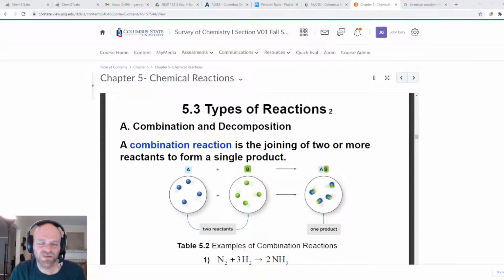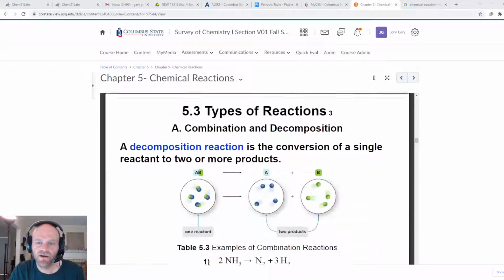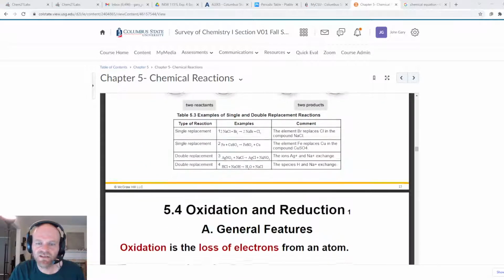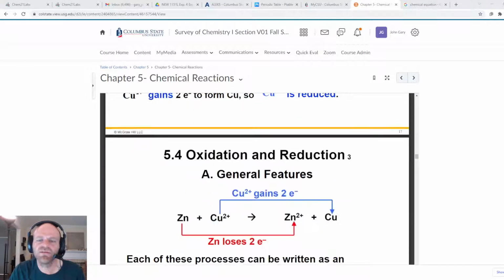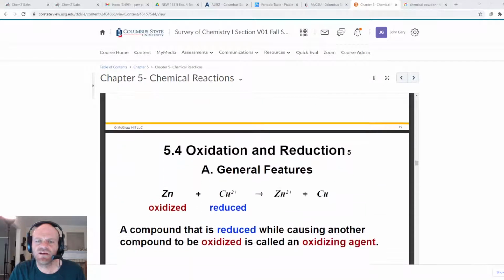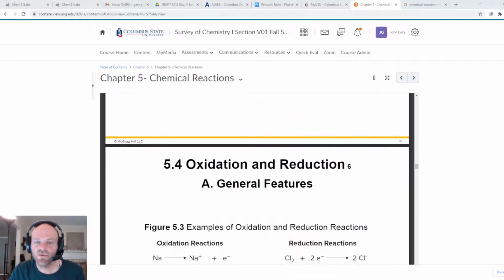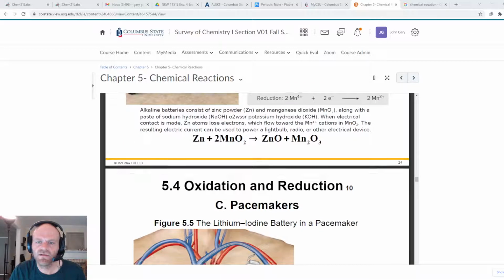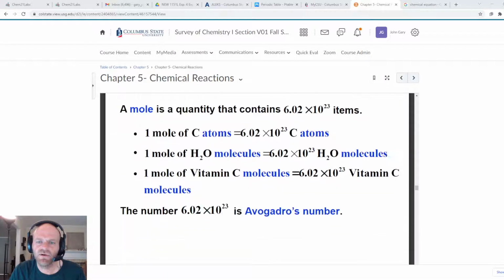But we haven't discussed what an acid or a base is, so I don't expect them to really quiz you on that. I hope they wouldn't anyway. All right, and so more examples: combination reactions, decompositions, single replacement, double replacement, oxidation, reduction, redox. In other words, keep on going, keep on going.